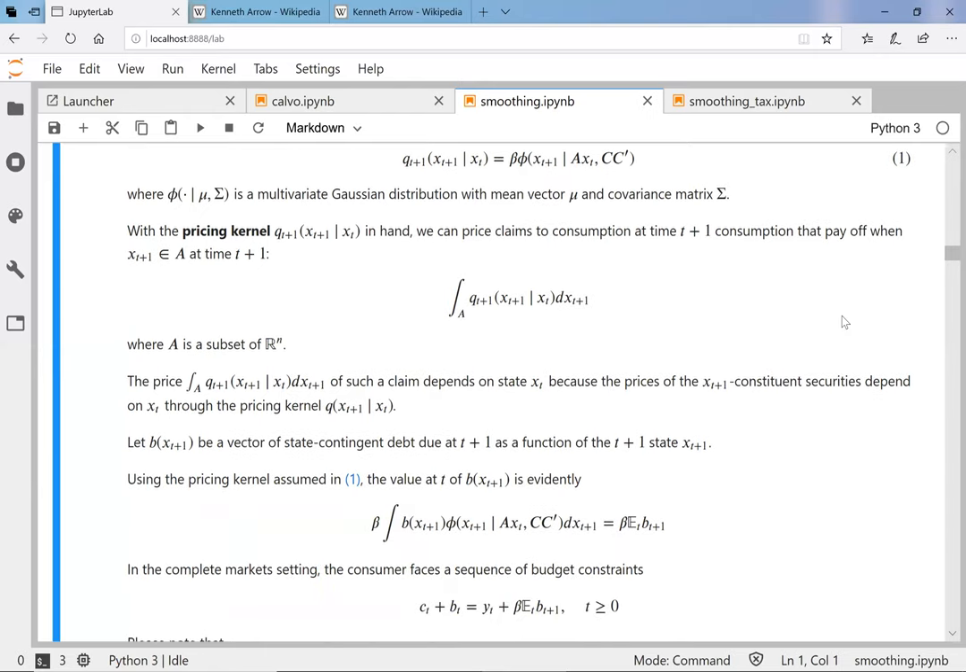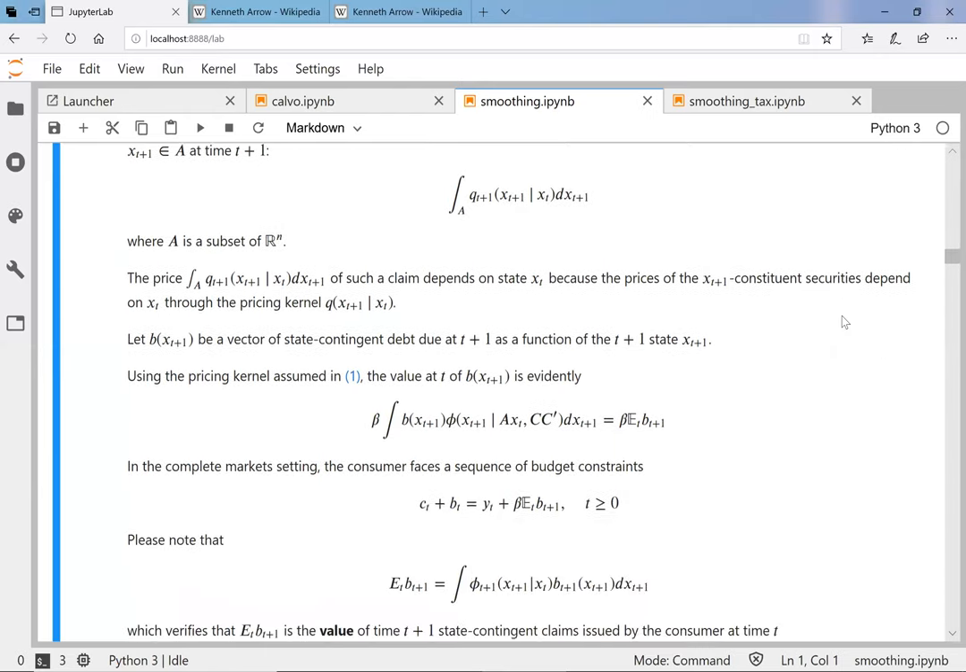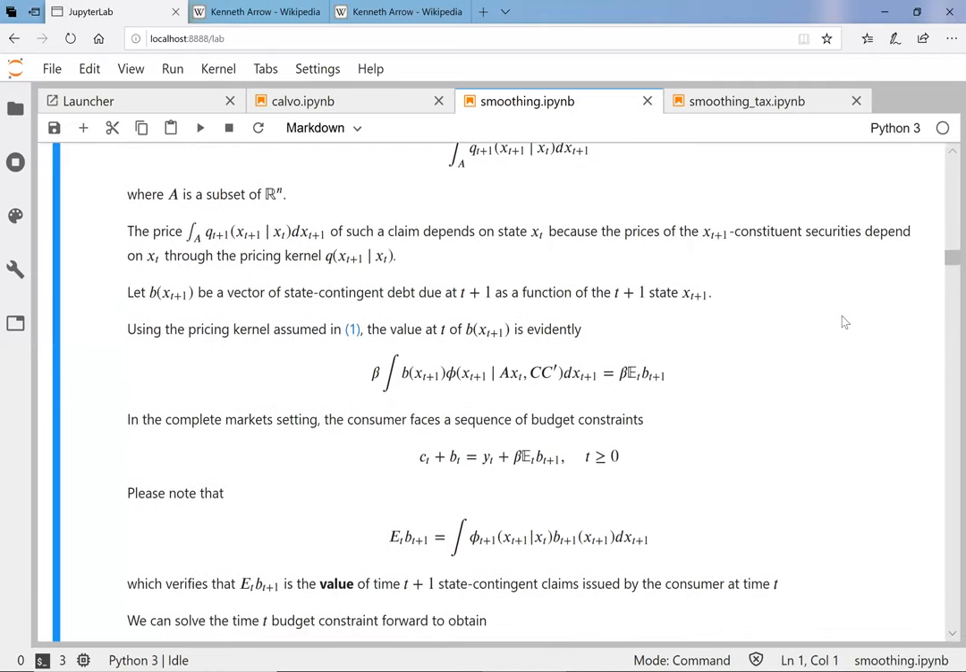Okay. So, if you work this out, look at this. If you buy, you want to know what's the cost. What's the cost of buying a vector B of X_{t+1} securities next period? I'm just going to have that. That's what I'm going to buy. The cost is going to be beta times phi. That's Q. That just turns out to be beta E_t B_{t+1}.